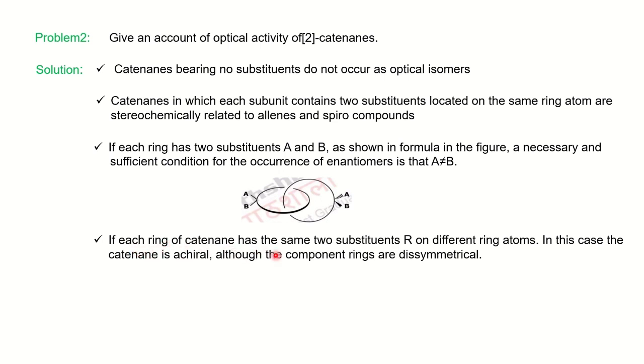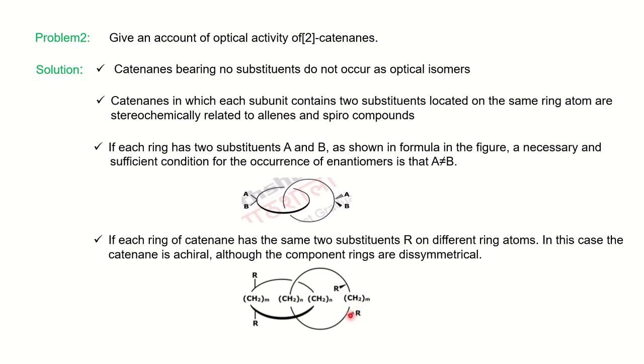If each ring of the catenane has the same two substituents R on different rings, then in that case it is chiral, right? It means that if both substituents are similar, even though the rings are dissymmetrically substituted. Dissymmetrically means the molecule does not possess any plane or point of symmetry. It will possess only an axis of symmetry. So it has the axis of symmetry because the two rings are perpendicular to each other, and it is achiral, you can see, because both the substituents are similar, R here.